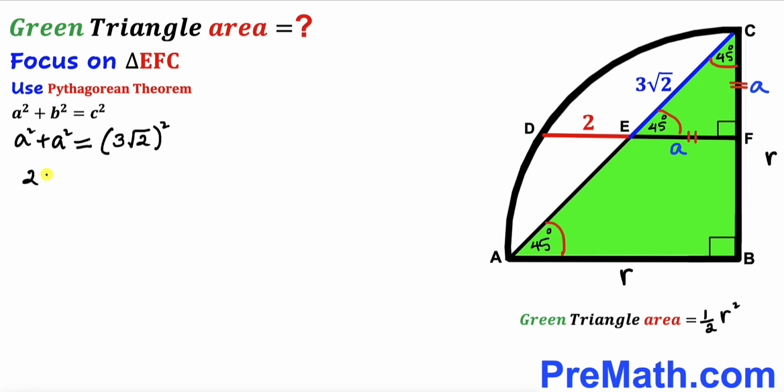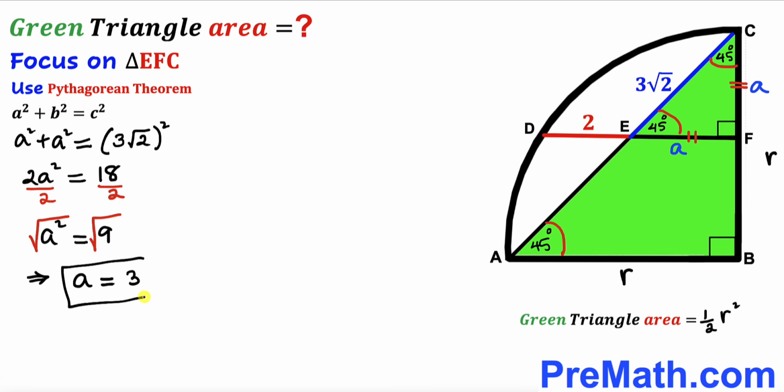We're going to get 2 times a square equals 18 on the right hand side. And now I'm going to divide both sides by 2. So therefore a square value turns out to be equal to 9. And now I'm going to undo this square by taking square root on both sides. So our lowercase a value is going to be positive 3 units. So this lowercase a value is 3, and likewise this lowercase a value is 3 as well.